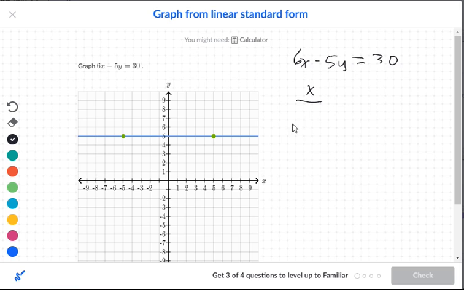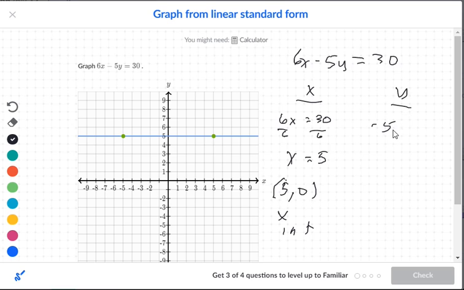So what you want to do is take care of your x first. Write down 6x is equal to 30. Just write down the x, skip the y, and now solve this. Divide both sides by 6, so we get that x is equal to 5. So our point is going to be 5, 0, because what we found was the x-intercept.